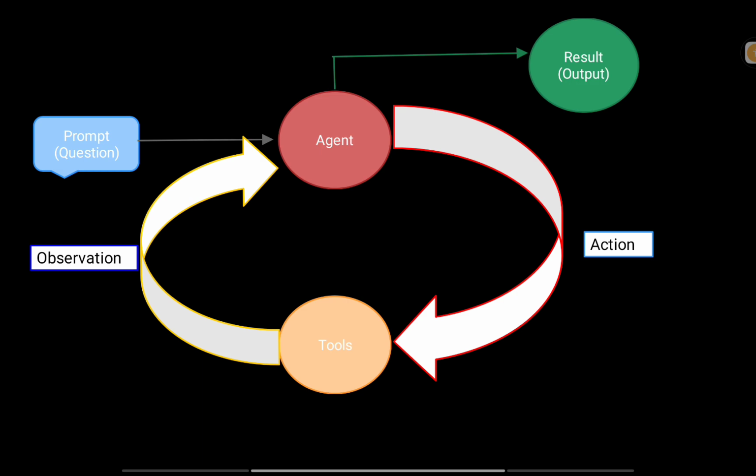At first a question or a prompt comes to the agent, then the agent selects a particular tool to perform that action. Once the action is done, it will produce an observation, and based on that observation, the agent can again perform a task by selecting a tool, and this process can go on until the agent thinks that it has finally produced the desired output, the final output, right?